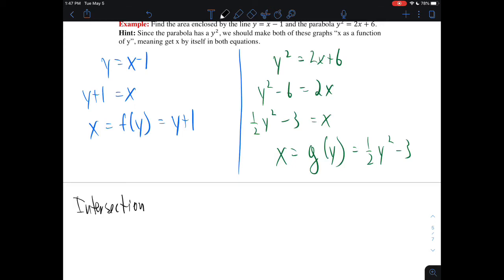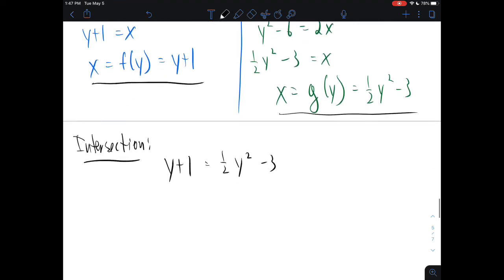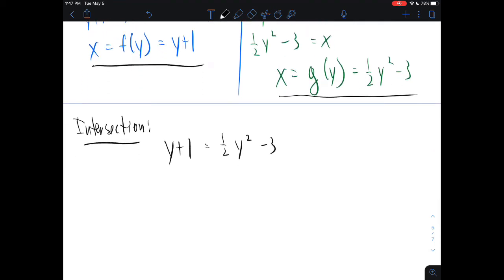since we know how to do that. Let's just see if they intersect. This means we would set y plus 1, the first equation, equal to 1/2 y squared minus 3. So then I should get everything on one side. So 0 is equal to 1/2 y squared minus y minus 4. I can multiply everything by 2. And I get 0 equals y squared minus 2y minus 8.